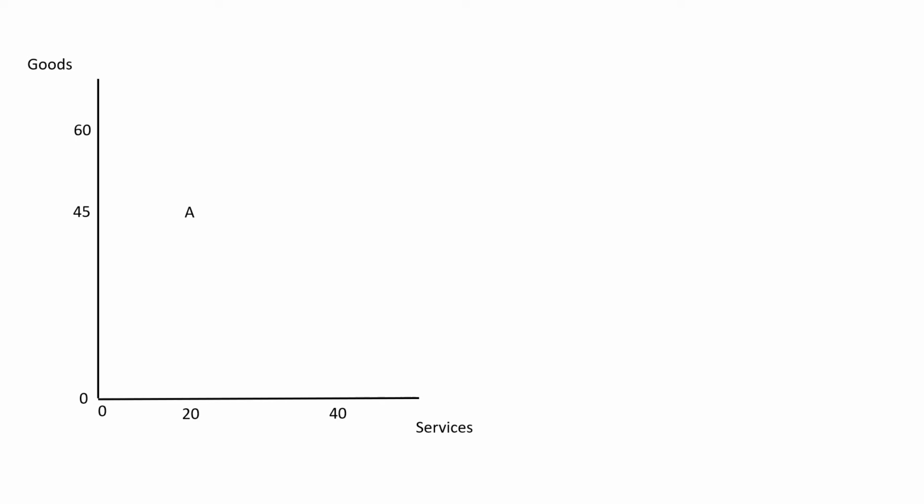It may well be that society prefers rather more services and fewer goods. If that's the case, we might decide to operate at point B, and at point B, we'll be producing 35 services and 20 goods. So if we were to join up these points, we would actually get a linear production possibility frontier that would show all the maximum output combinations of goods and services that the economy is capable of producing when all factors of production are fully utilized. So this is the production possibility frontier, or the PPF.